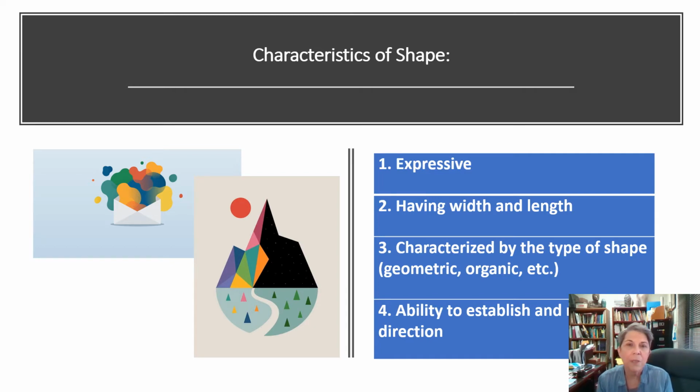And then you have some specific characteristics, like the characteristics for shape are, it has width and length, this hemisphere right here. Are these little shapes, little triangles, they have widths and lengths. And also they're characterized by the type of shape. So there's different types, and we'll look at those. And although my little video here is hiding this last characteristic, shape has the ability to establish direction, movement and direction.